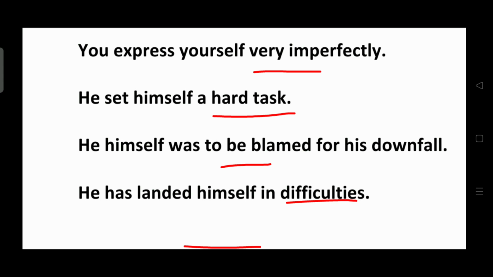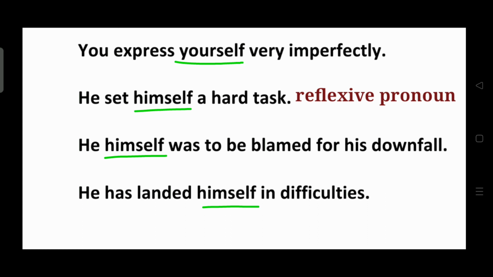Set is a verb and ask the question whom. Set whom? Himself. He and himself refer to the same person, reflexive pronoun. He himself was to be blamed for his downfall. He was to be blamed for what? For his downfall. Here the object does not refer back to the subject. Himself is used for emphasis, hence the pronoun is an emphatic pronoun.